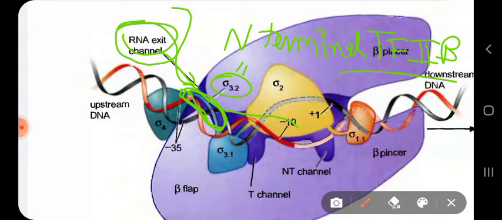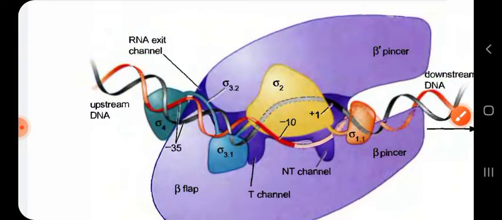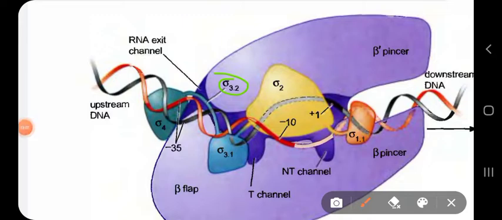Now this region of TF2B has to be removed. Why? Because otherwise the RNA will not come properly to the outside of the RNA polymerase, and it will get displaced from the RNA polymerase every time. So it has to be removed. Just like this sigma 3.2 region has to be removed for proper functioning of the RNA polymerase, so that RNA can easily come out through this RNA exit channel. That's why we have to degrade this sigma 3.2 region.